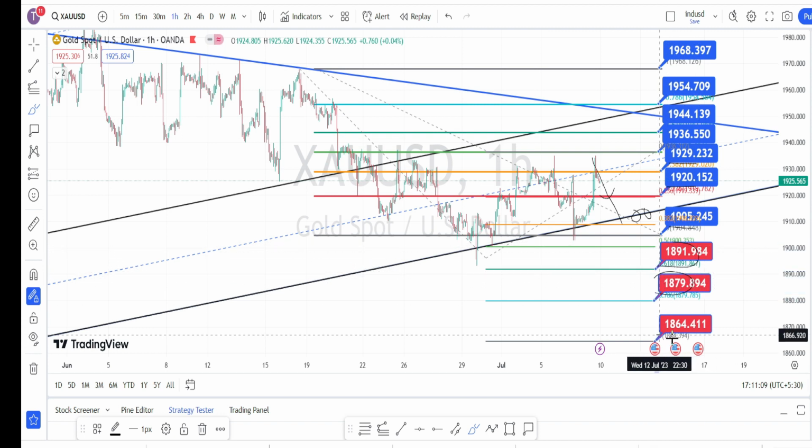1879 and 1864. And on the bullish side, if the price action breaches the current resistance level of 1929 and continues its bullish side retracement, the next level of resistance is going to be around 1936, 1944, 1954 and 1968.